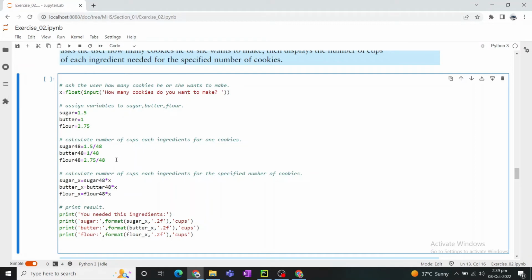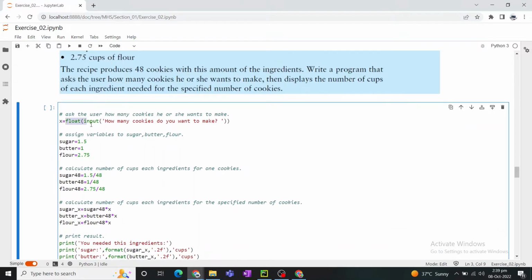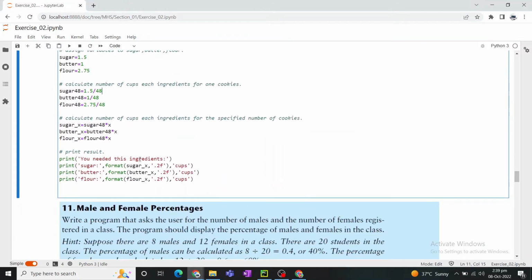When we obtain the ingredients for one cookie, then we can multiply the sugar variable, because this is the ingredient for one cookie, and the butter is for one cookie, and the flour is for one cookie. Then we can multiply these variables with the total number that we actually want, right? Over here we can see the ingredients are getting multiplied by the variable x that we have given as input, and over here we can display the total ingredients for our desired number of cookies.